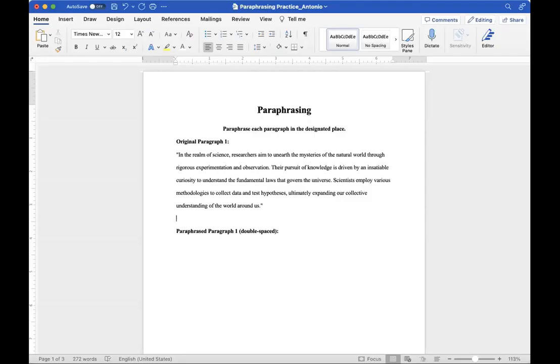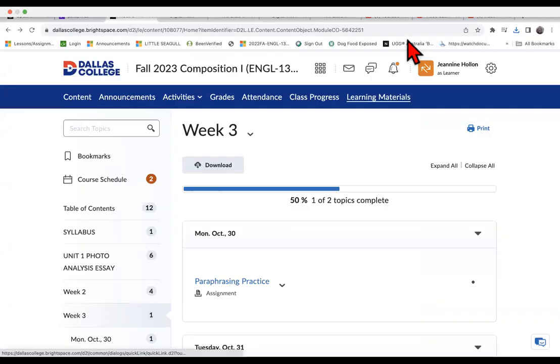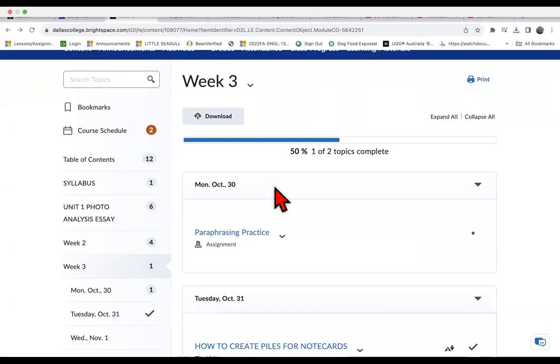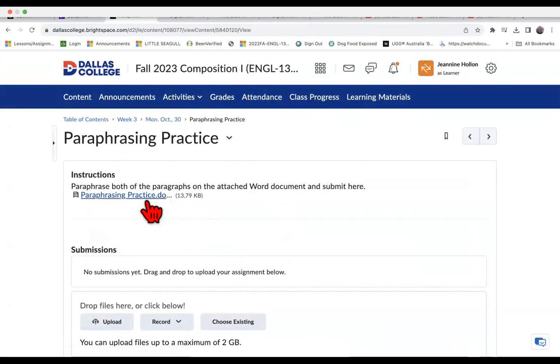Once you've saved it, when you go to the paraphrasing practice, and I'm so sorry if I am repeating information, but I had turned off the recorder and not noticed that. When you go here, you won't be able to see it, but I'll go ahead and make that visible to you today. Click on paraphrasing practice. Click on this document here, and it'll download.